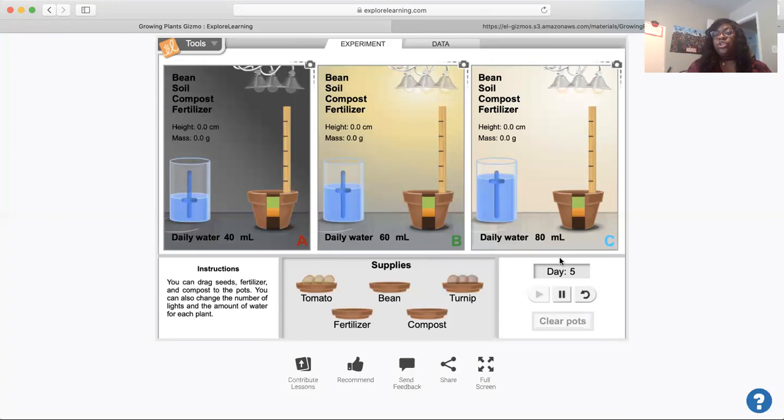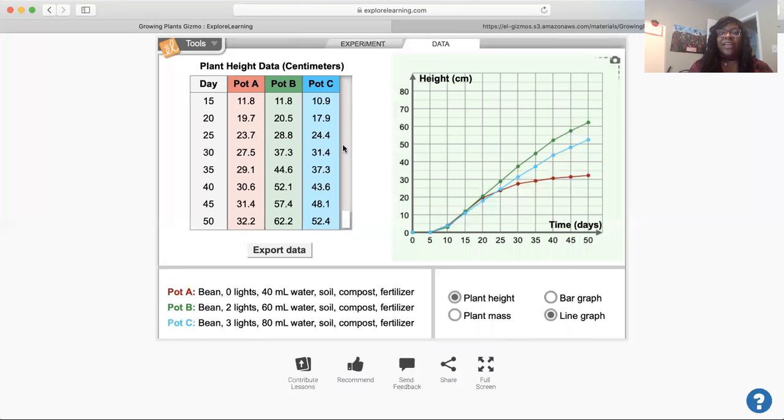This over here shows the number of days that have gone by. The numbers that are moving at the top show the height and the weight of the plant. Whoa, look at them go. All right, we're at day 50, so that is as many days as it will go to. Now, talk about Jack and the Beanstalk. Let's go look at our data.